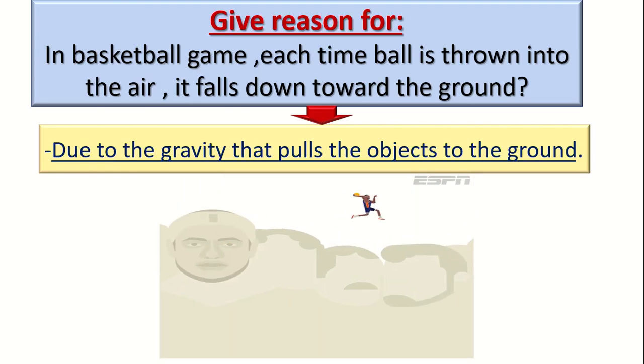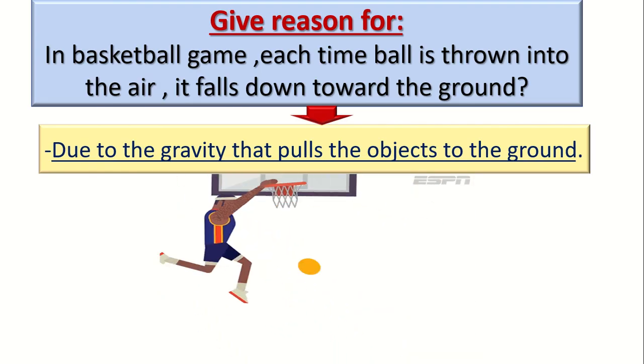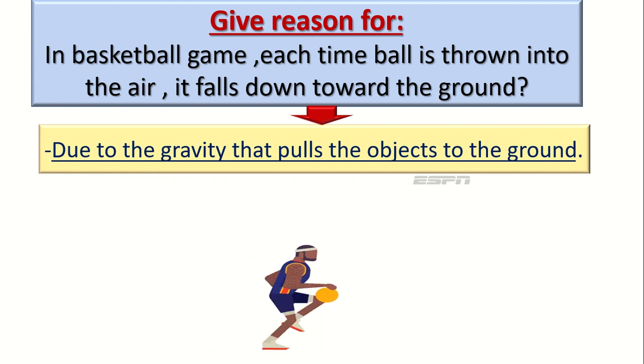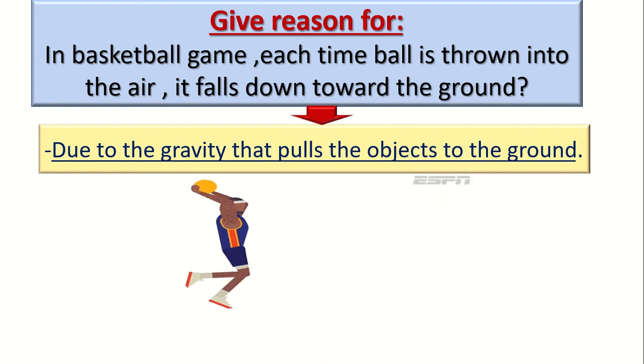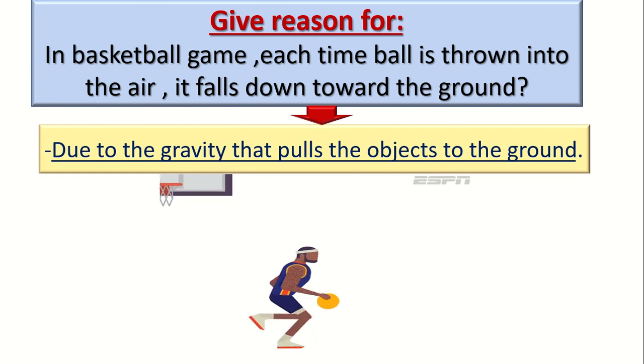Give a reason here: in the basketball game, each time the ball is thrown into the air, it falls down to the ground. Why does it fall to the ground? Because of the gravity of the earth that pulls objects down to the center of the earth.